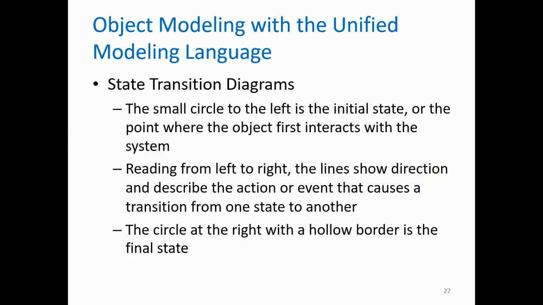So, the small circle to the left is the initial state, or the point where the object first interacts with the system. Then, reading from left to right, the lines show direction and describe the action or event that causes a transition from one state to another. The circle at the right with a hollow border is the final state.